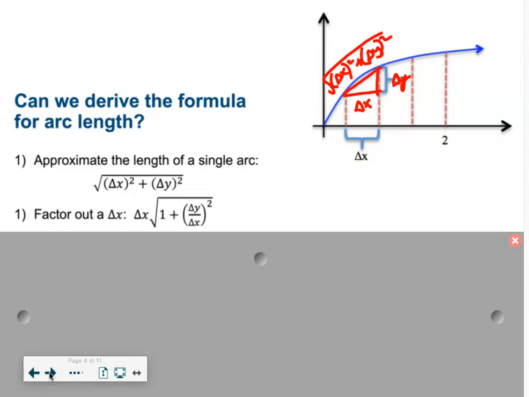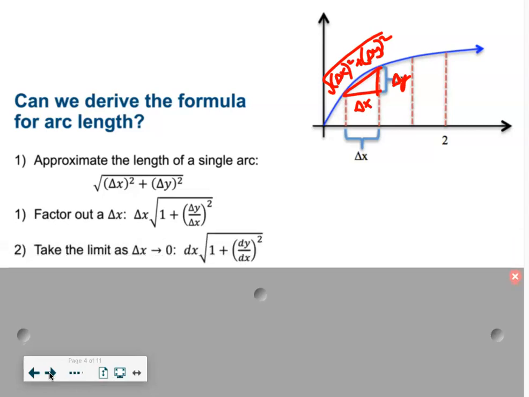Now, what do we want to do with it? Well, in order to make our approximation better, we need to make delta x really, really small, right? So, of course, we're going to take the limit as delta x approaches 0. When you take the limit as delta x approaches 0, delta x becomes dx. And when delta x approaches 0, that means delta y is also approaching 0, and delta y becomes dy.